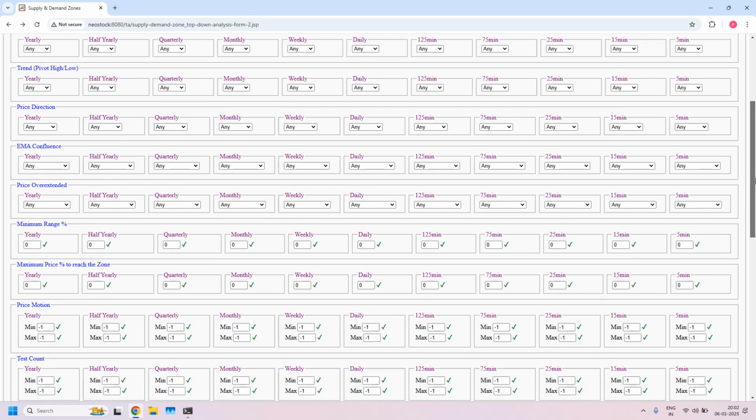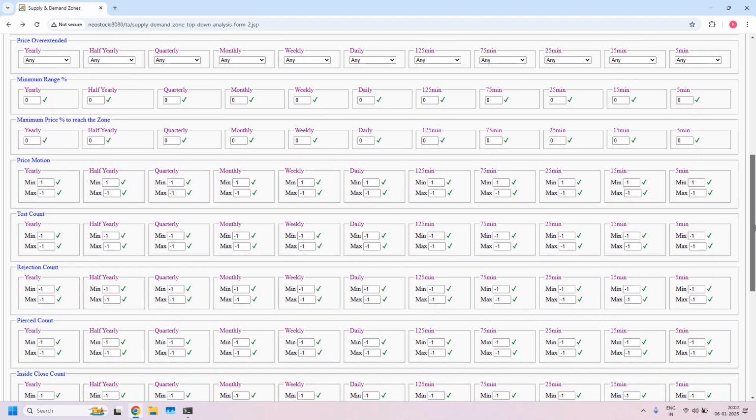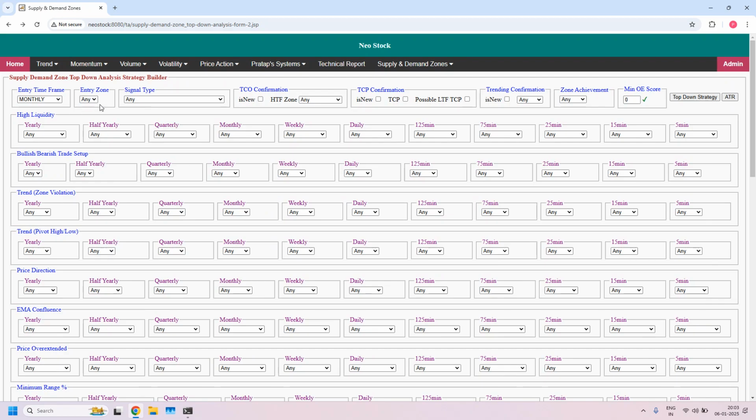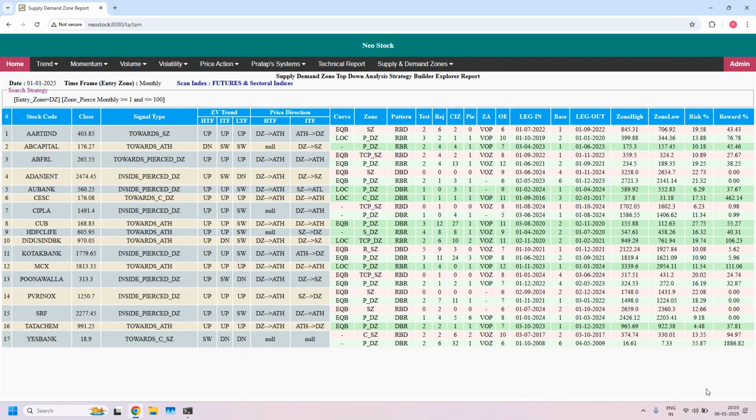Let me go to pierced count. Here we have a pierced count. In the pierced count at monthly time frame, I am setting minimum value 1. Maximum value we will keep a big value, some 100. But you need to apply this filter to demand zones because we want pierced monthly demand zones. So let me filter the stocks. You got 17 stocks. All these are pierced zones.